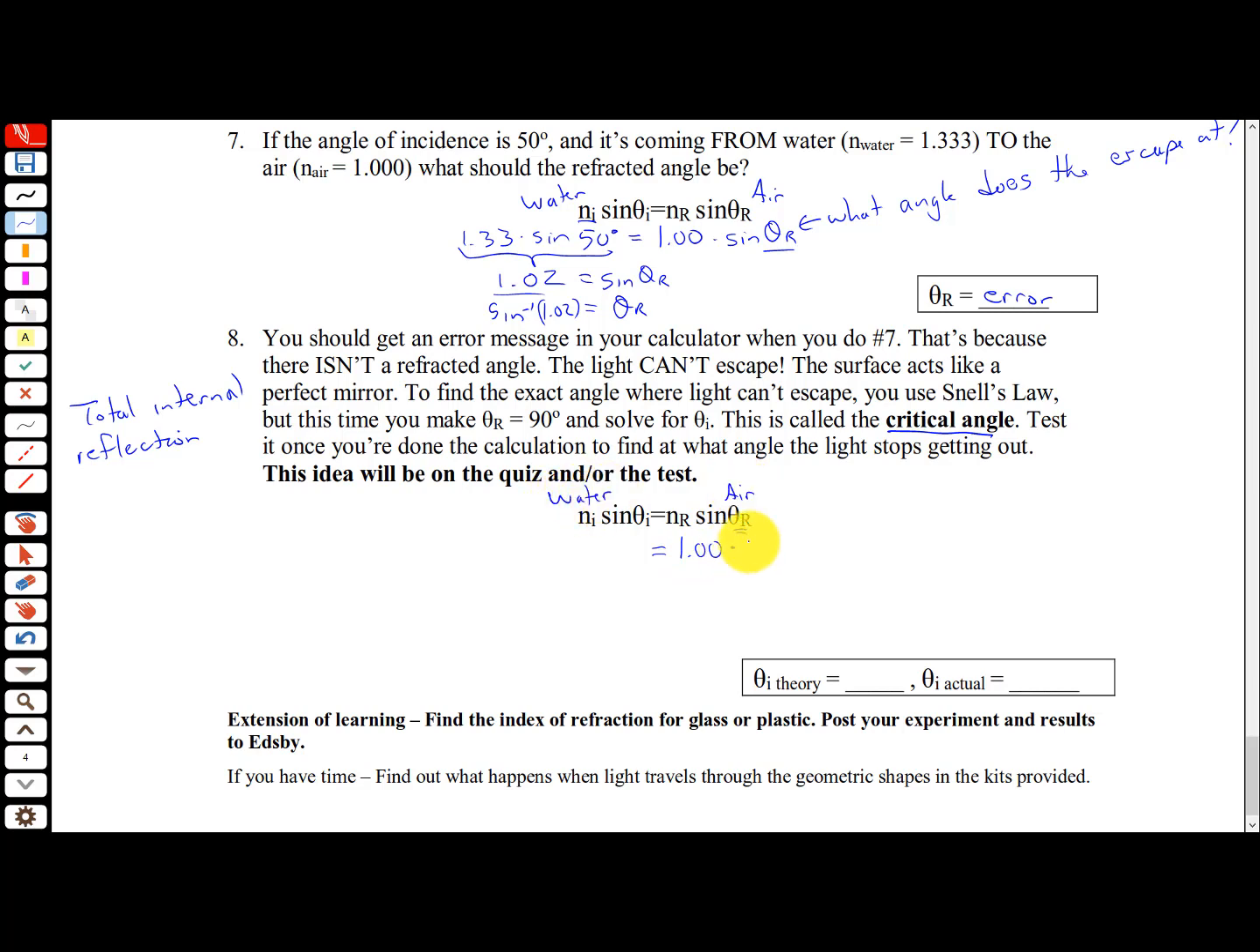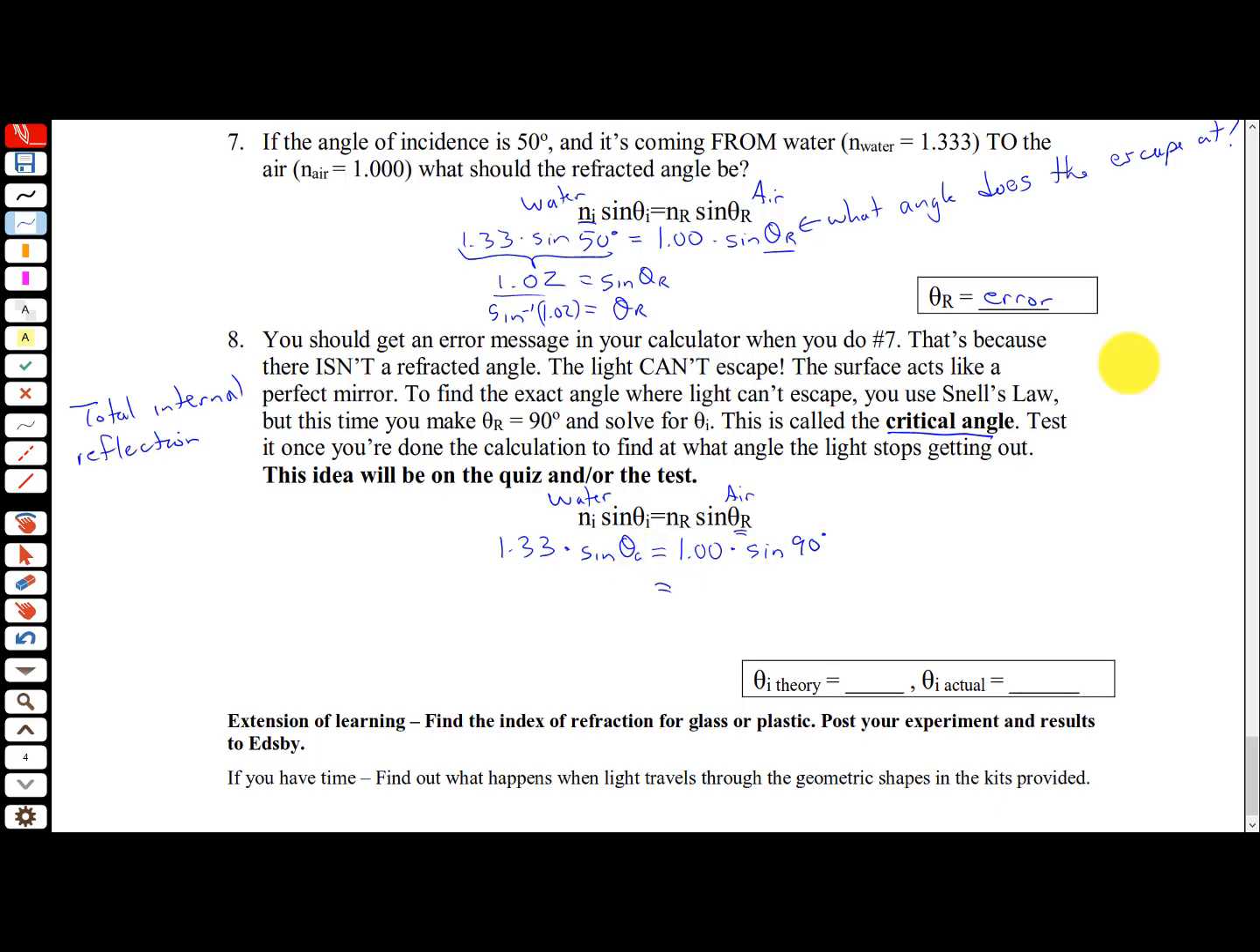1 is your index of refraction, sine theta r. Well, here's a special case, because we're trying to figure out at what point it comes right down and touches the surface. We're coming from water, so that's 1.33 times sine of, in this case, we're going to call it our critical angle. So we'll give it a special subscript c. Again, those who are comfortable with math will know that sine of 90 is equal to 1. That makes life pretty easy over here.